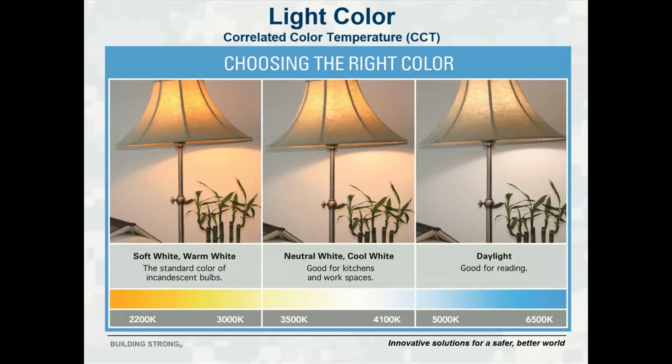lamps. Now we can take a moment to talk about the color of light. You will often hear the term CCT when talking about the color of light. This stands for correlated color temperature and refers to the color of light that is correlated with radiation from an object at a given temperature.